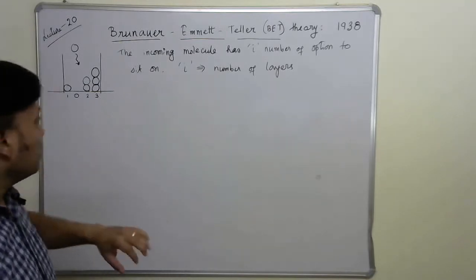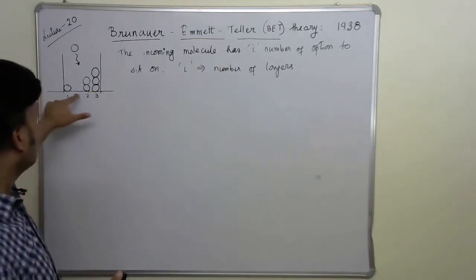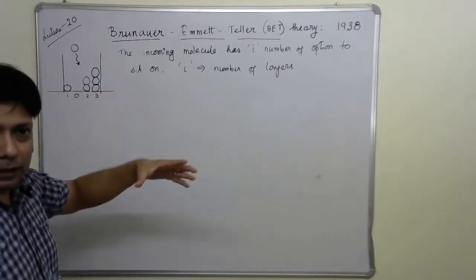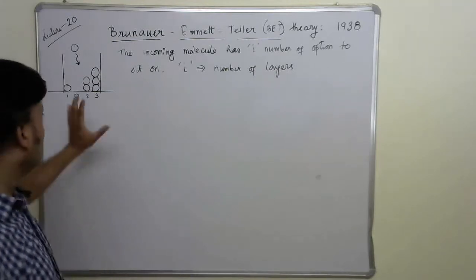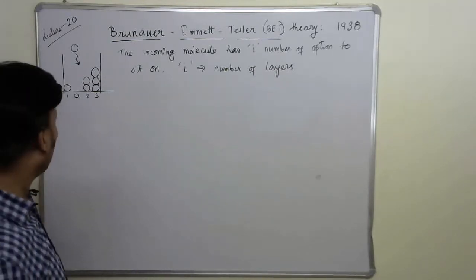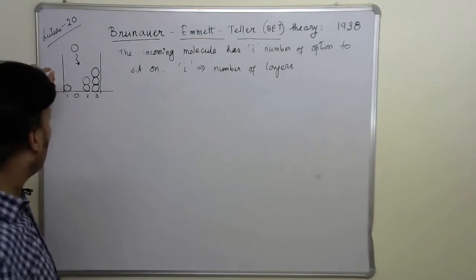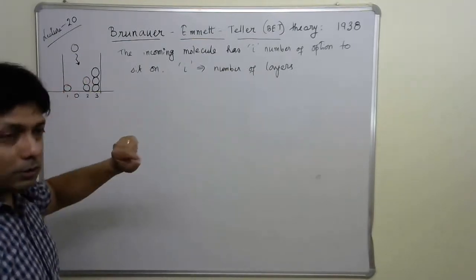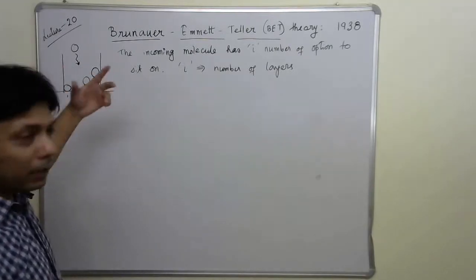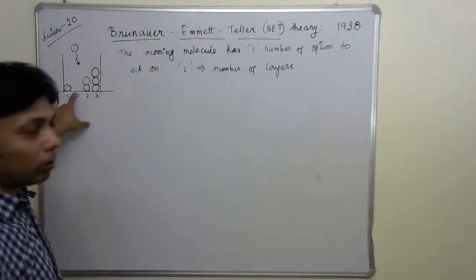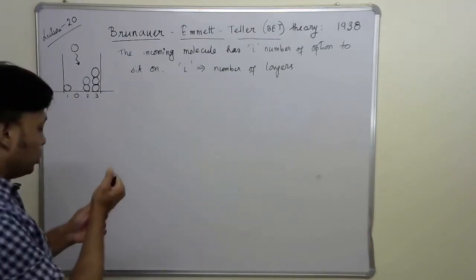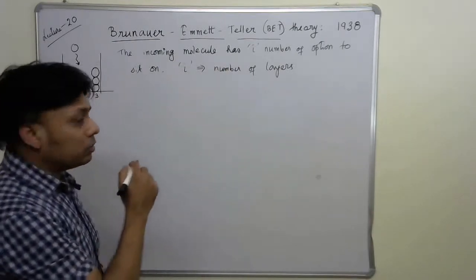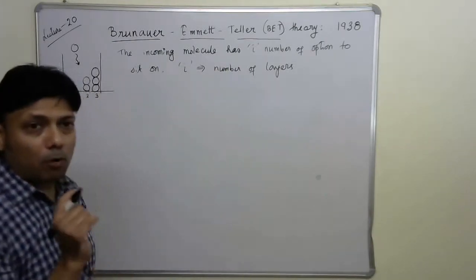the BET model. So if we look at the adsorption surface, this is the solid surface where an incoming molecule would find I number of different options to sit on. For example, there are places where it can sit on top of one single molecule, or on top of two molecules, or three molecules, or I number of molecules, or on top of zero molecules there. So we can assume that the incoming molecule has I number of options to sit on, where I is the number of layers.